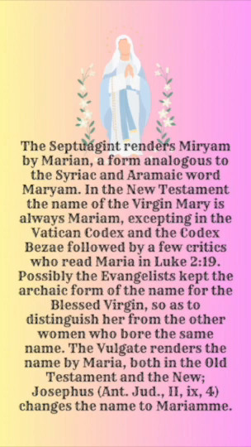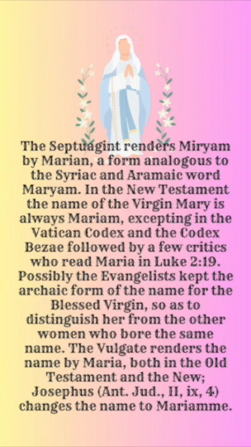In the New Testament, the name of the Virgin Mary is always Mariam, excepting in the Vatican Codex and the Codex Bezae, followed by a few critics who read Maria in Luke 2:19. Possibly the evangelists kept the archaic form of the name for the Blessed Virgin, so as to distinguish her from the other women who bore the same name. The Vulgate renders the name by Maria, both in the Old Testament and the New.